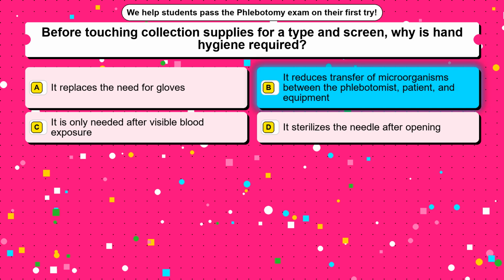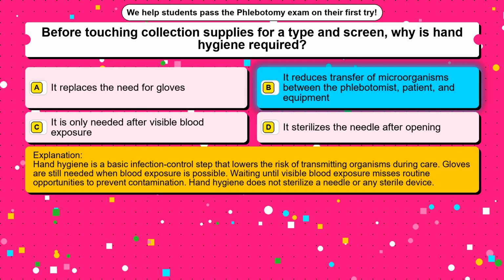The correct answer is option B. It reduces transfer of microorganisms between the phlebotomist, patient, and equipment. Hand hygiene is a basic infection control step that lowers the risk of transmitting organisms during care. Gloves are still needed when blood exposure is possible. Waiting until visible blood exposure misses routine opportunities to prevent contamination. Hand hygiene does not sterilize a needle or any sterile device.